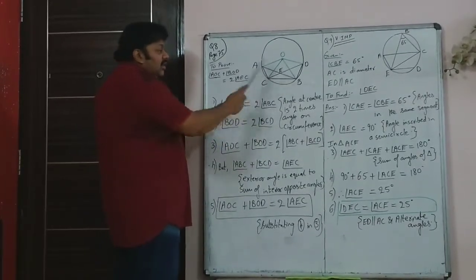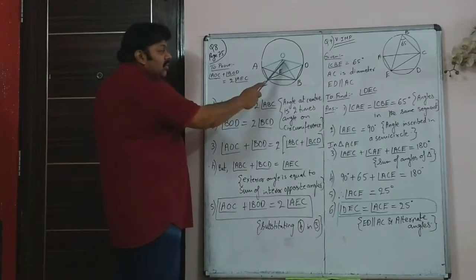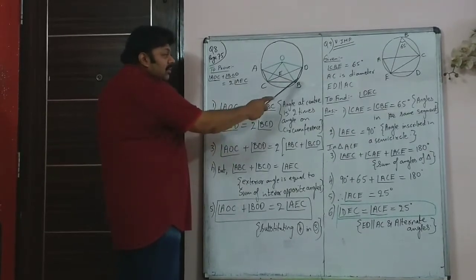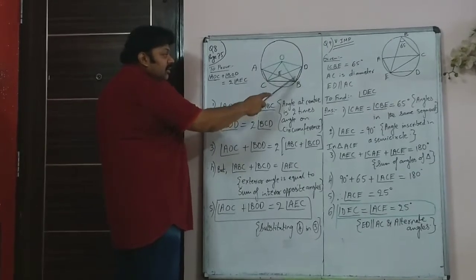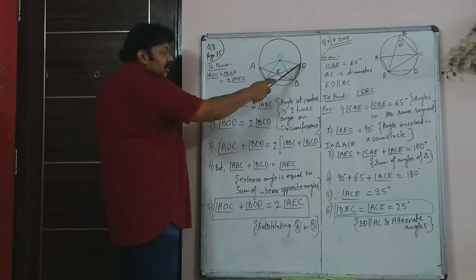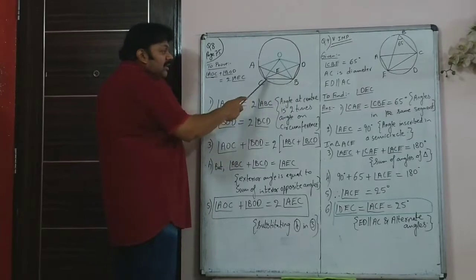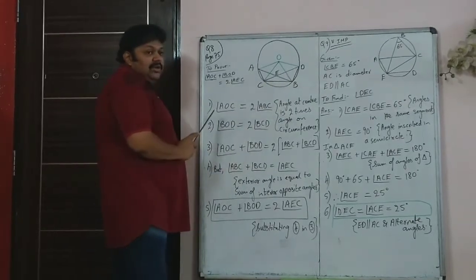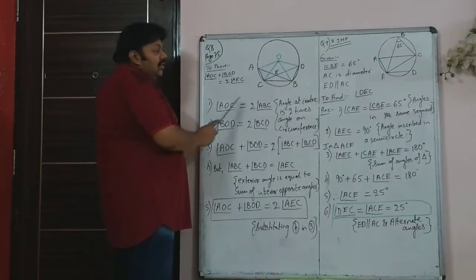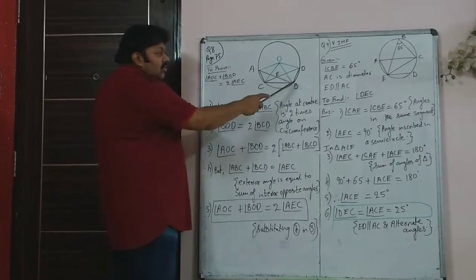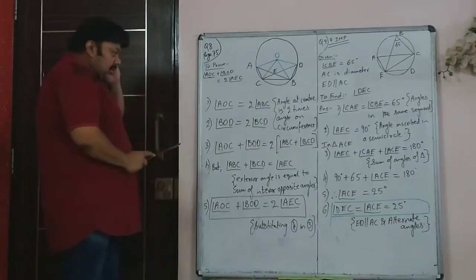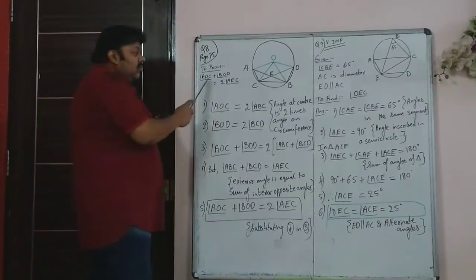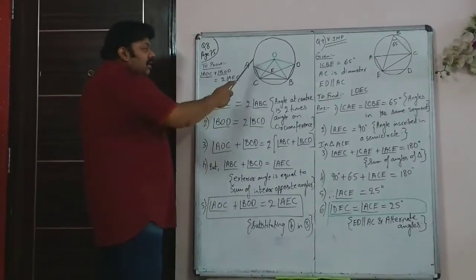In the same way, now we are at BOD. BOD has BD at the center, so BD is the chord in front, and BCD is the corresponding angle on the circumference. So angle BOD is 2 times angle BCD. When you add these two, you get your left hand side.